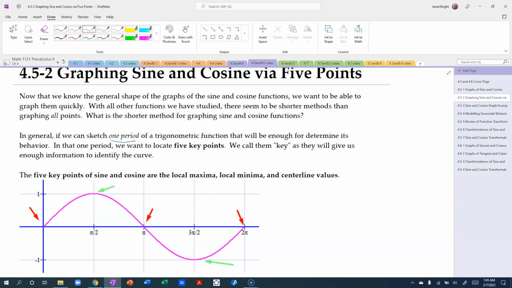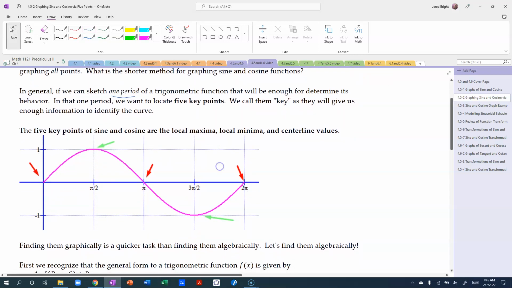The 5 key points, as you can see in this picture below, are the local maxima, which I'll highlight in yellow, the local minima, which I'll highlight in green, and then what I call centerline values. The book technically doesn't call them that, but it's any place where, if you just had the basic sine and cosine function, you'd be on the horizontal axis. So we want to get these 5 points, and with that, we have the graph.